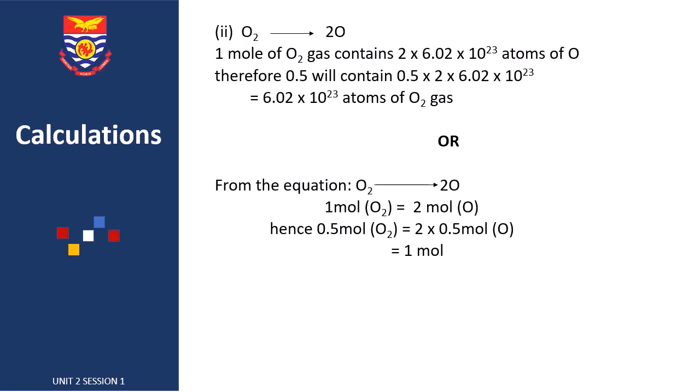So if we have been able to do this to find the corresponding moles of the oxygen atoms, then we can use our formula. Capital N is equal to small n times capital L. We do our substitution and we have the same answer there.